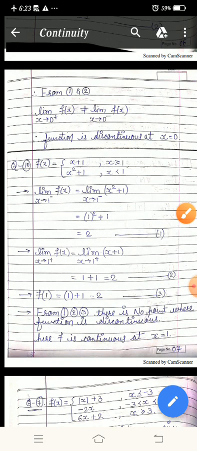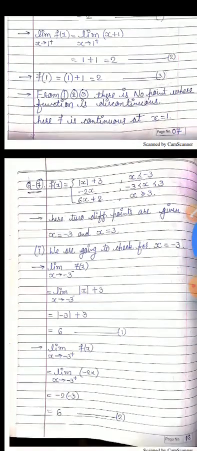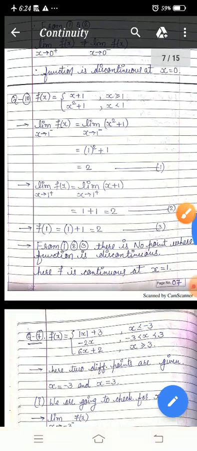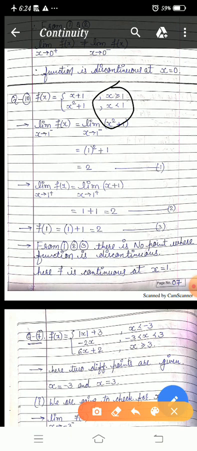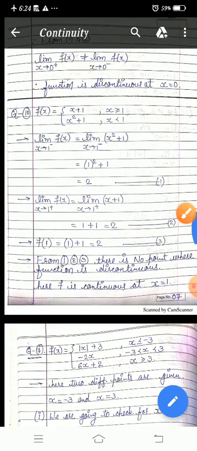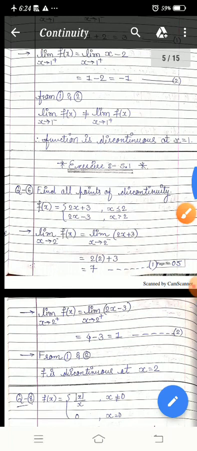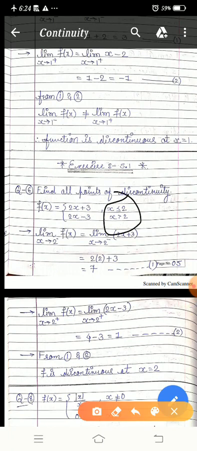That was question number 10. Now suppose we are going to find out for question number 7. Question number 7 is an important one for board examination also, because it contains two questions in a single question. As we have discussed earlier, up to question number 10, all points given were a single point, like x equals 1. In the previous example, x was equal to 0. In another previous example, we needed to find continuity for x equals 2.